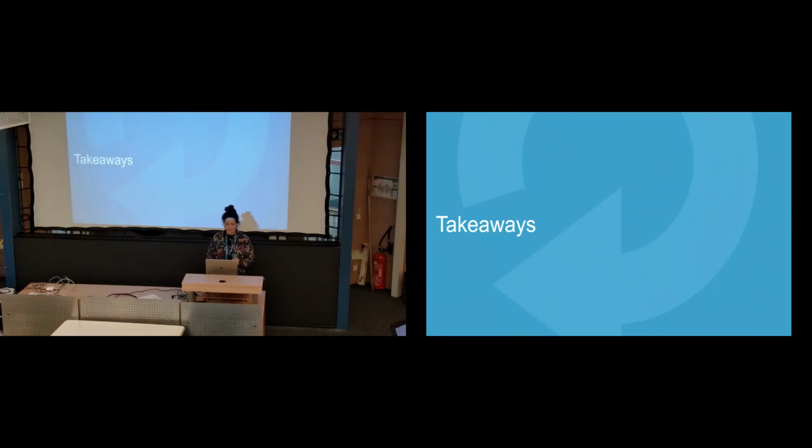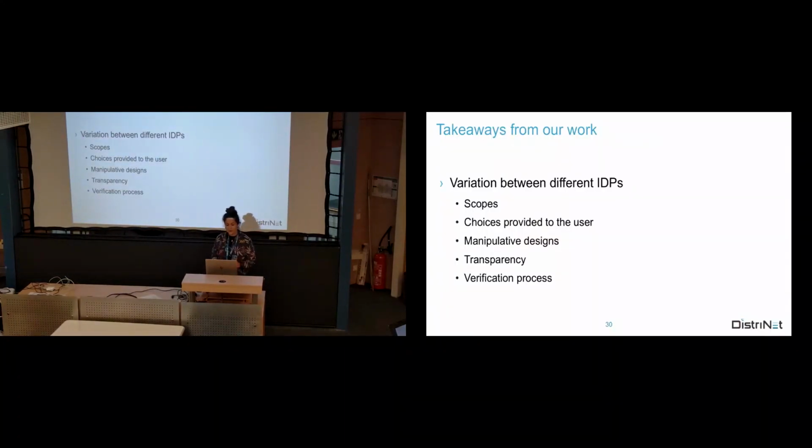So the key takeaways from our work. First of all, we see a lot of variation between the different identity providers, in terms of the scopes that they make available, whether they provide choices to the user and whether they include manipulative designs in these choices. We also see that in terms of transparency, there is little to none because the website and the IDP do not communicate to the user what the consequences are of accepting this type of data. So no transparency. And we also see that while a verification process might have a positive impact on privacy, not all identity providers have implemented such a method.